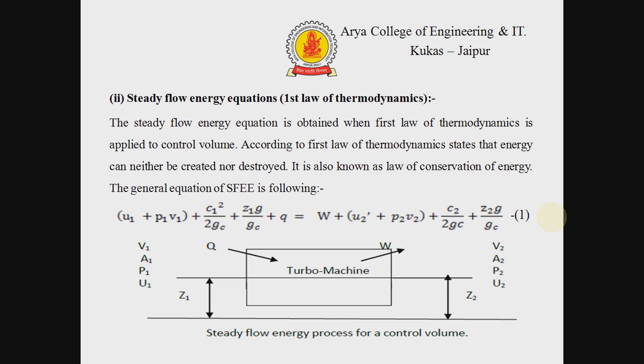Second is the steady flow energy equation. The steady flow energy equation is obtained when the first law of thermodynamics is applied to a control volume. According to the first law of thermodynamics, energy can neither be created nor destroyed. It is also known as the law of conservation of energy. The general equation of the steady flow energy equation is shown by equation number 1, and the figure shows the steady flow energy process for a control volume.